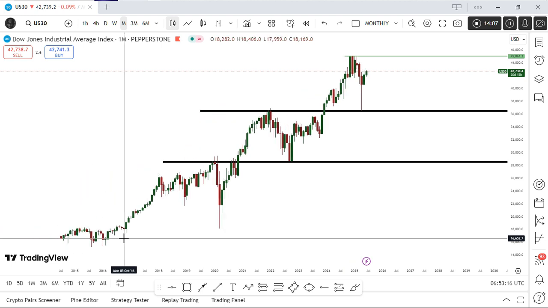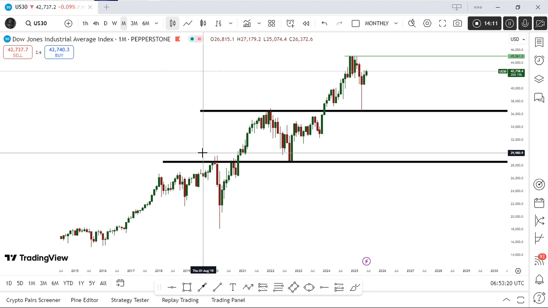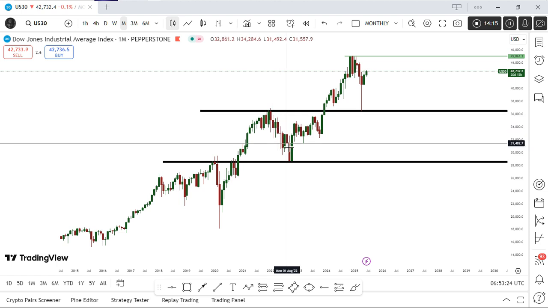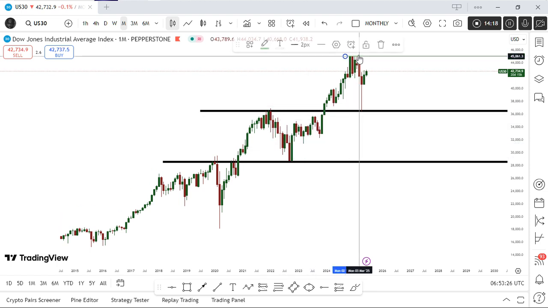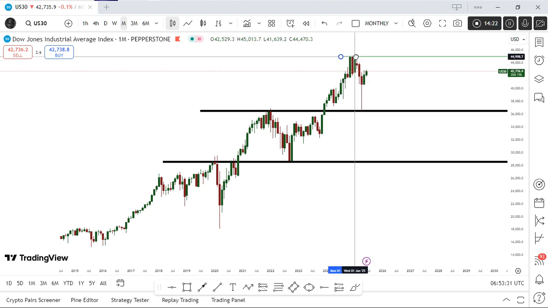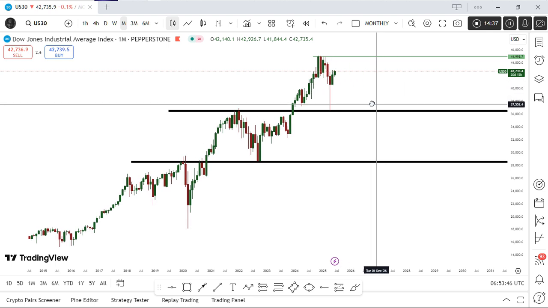Let me use this as an example. We can see that this is an impulsive leg to the upside, a correction, impulsive leg, correction, impulsive leg, correction, right? This means that there are many times that we can see a bearish trend in a bullish trend. Do you understand at all? Okay, let us move forward.